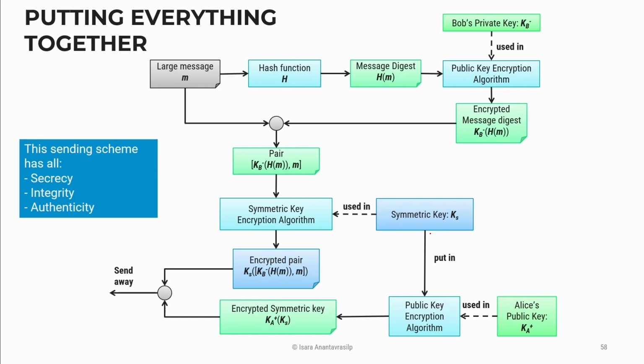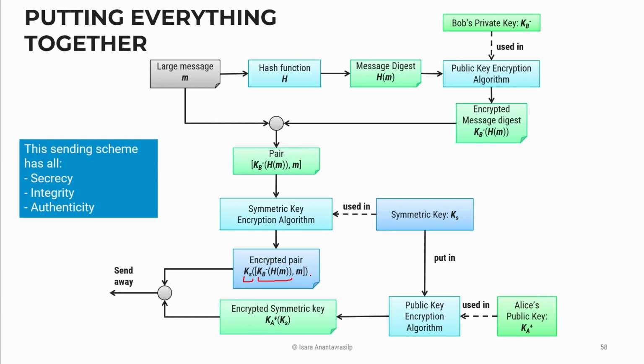Now the next step is that we are going to use the symmetric key KS to encrypt the entire pair using a symmetric key encryption algorithm. As a result, we will have this encrypted pair that is encrypted using the key KS. And that could be quite large because, again, this M could be large, but this digest part is relatively small.